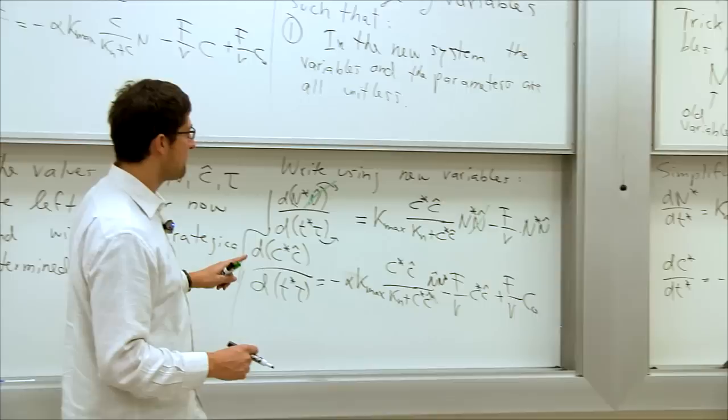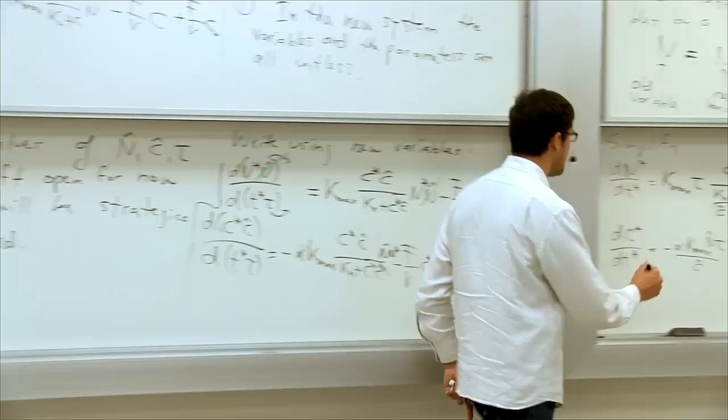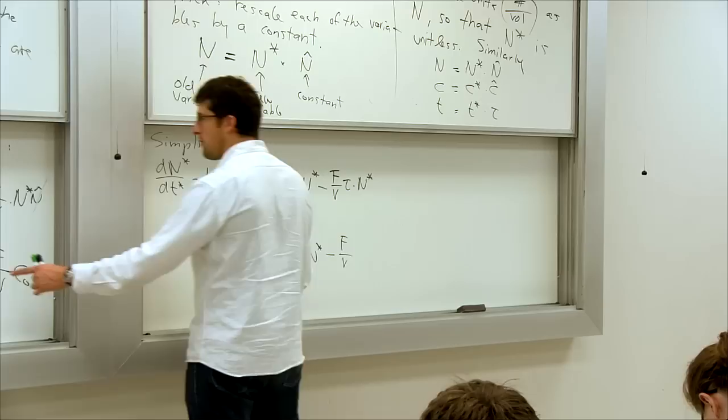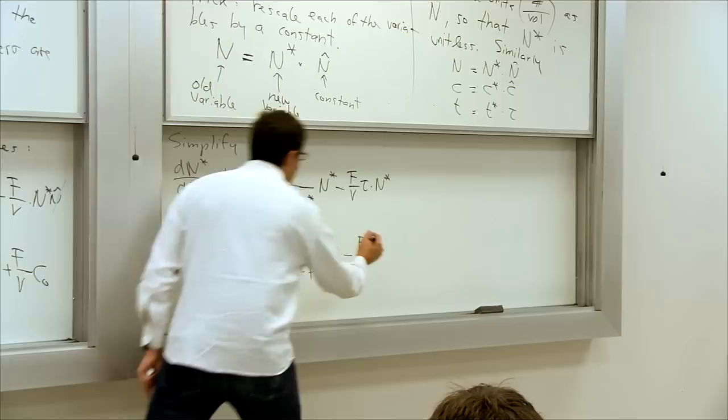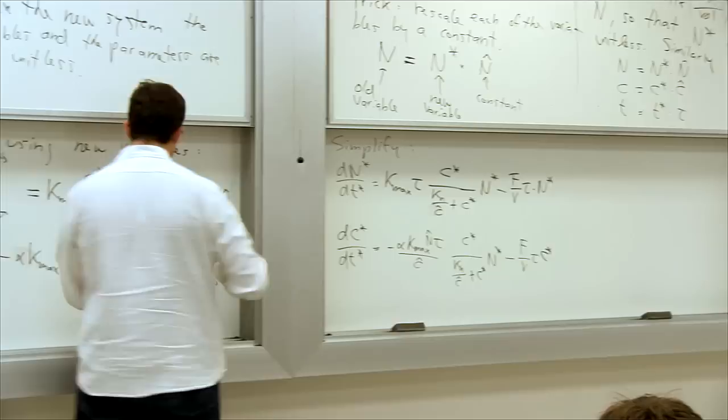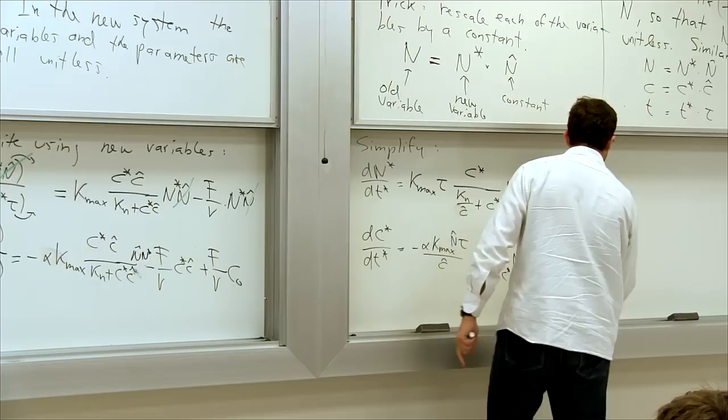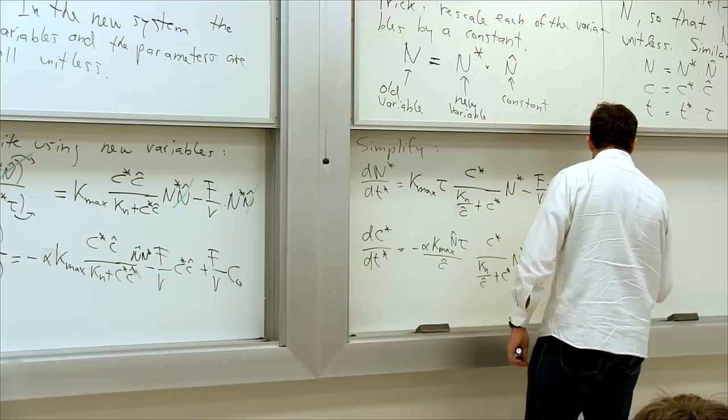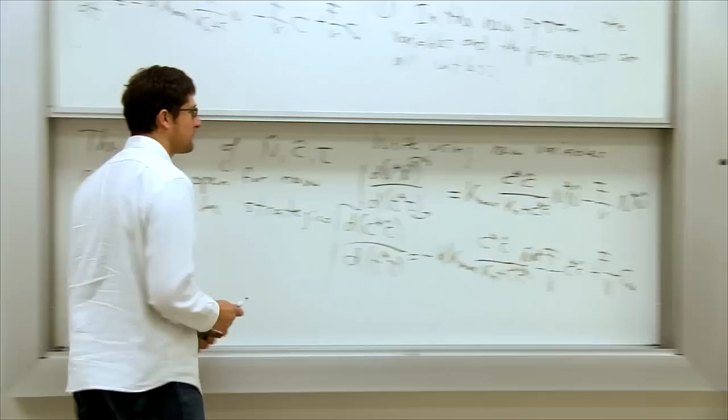What else? Minus f over v times tau, c star. And remember the c hat canceled because I divided by c hat on both sides. And now plus f over v tau over c hat times c zero. Questions?